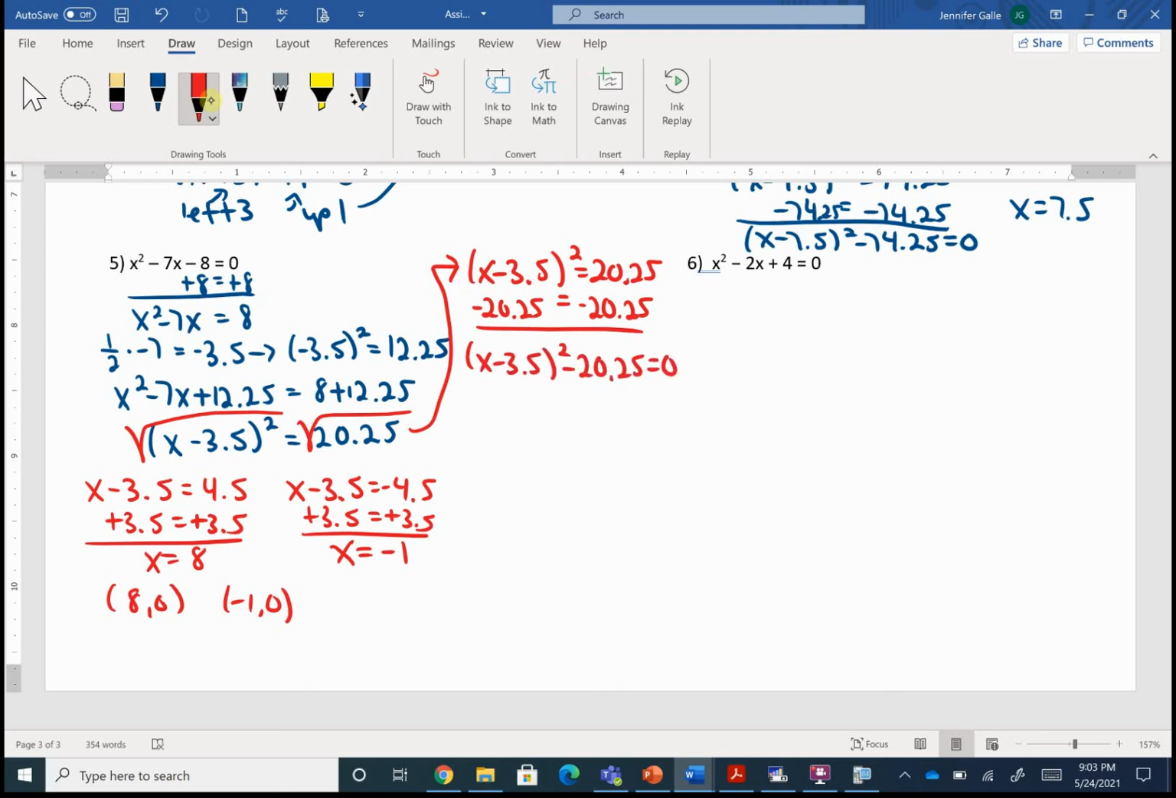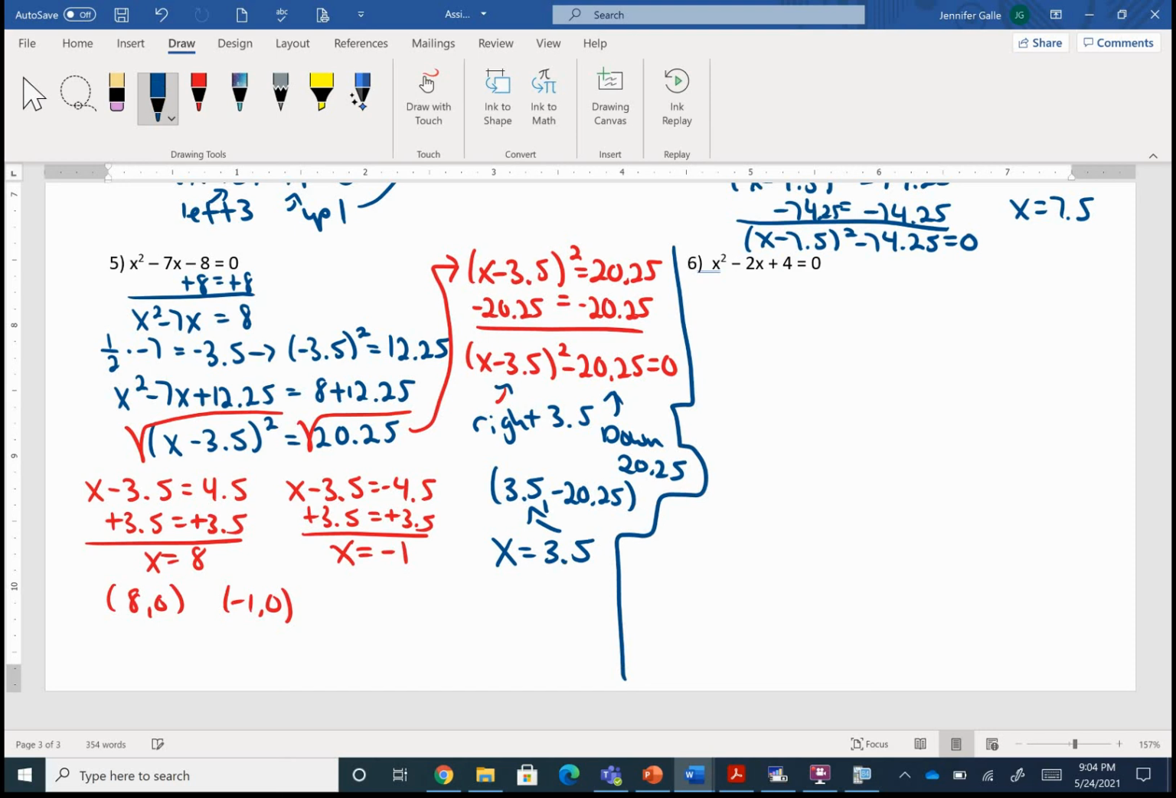Now we go to the right 3.5. We go down 20 1/4. So the vertex, we're going right, so it's positive. Down is negative. Axis of symmetry is always x equals the same x value at the vertex.